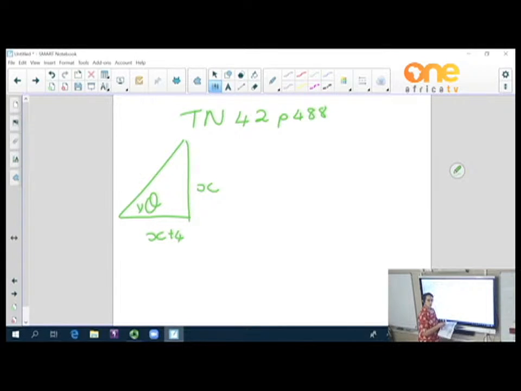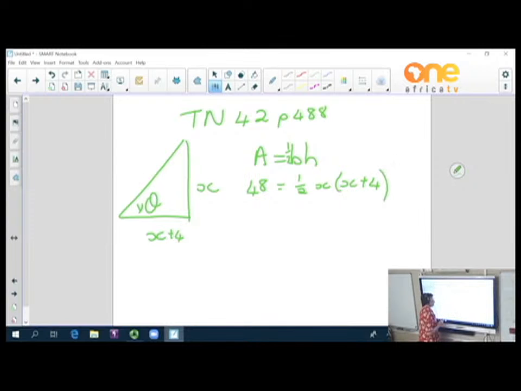Remember, you have to show that. You may not use that. You must show that. So I know this is a right-angled triangle, so I now know area is half base times height. So 48, that was given, is then a half of x times x plus 4. That's where you're going to start.